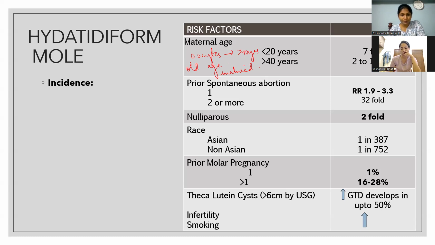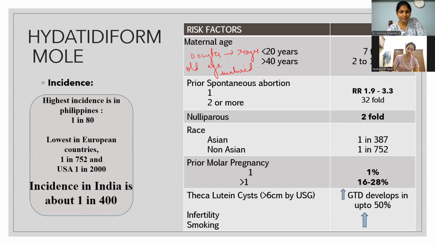Also, if there is any history of infertility and smoking, there might also be risk factors for GTD or development of molar pregnancy. So these are all well proven, but there is no particular reasoning. So maternal age, prior abortions, prior molar pregnancies, nulliparous women, ethnicity and race, and the presence of theca lutein cysts, infertility, and smoking. These are the different risk factors for molar pregnancy.